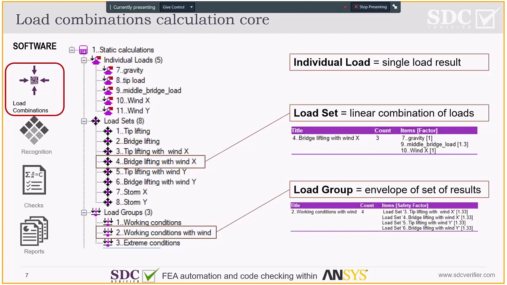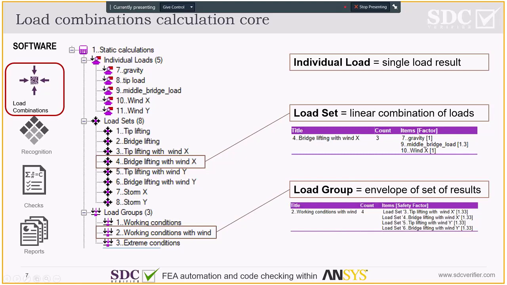So we have the structure of the calculation like this. We have the individual load, which is a single load result. Then we have the load set, which is a linear combination of loads, already with some partial factors. And then we have the load group, which is an envelope set of results. A load group can contain load sets or individual loads or both of them, or even load groups. So you can make a group of groups or a group of load sets and show the envelope result for this load group, so see the overall maximum.